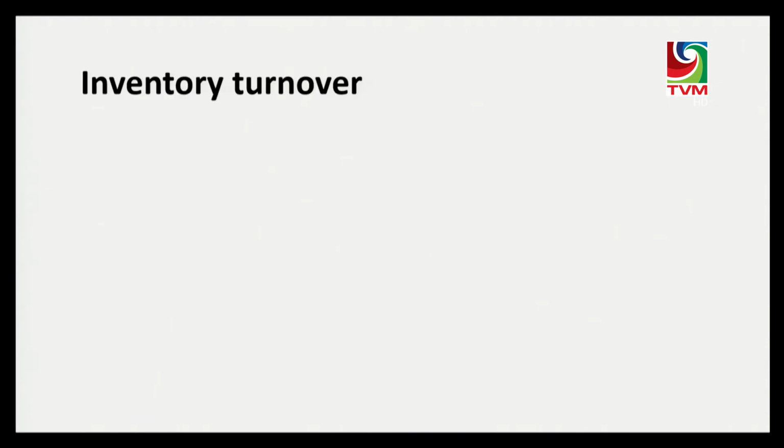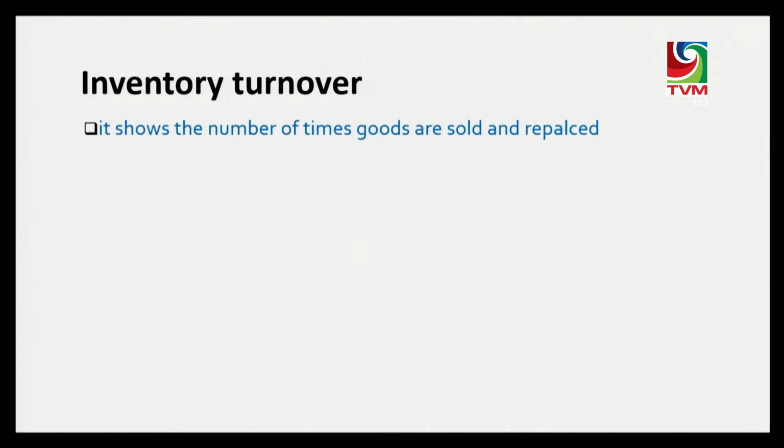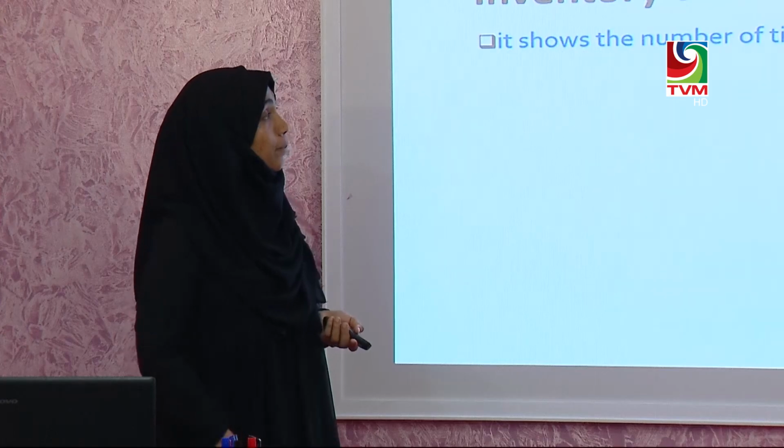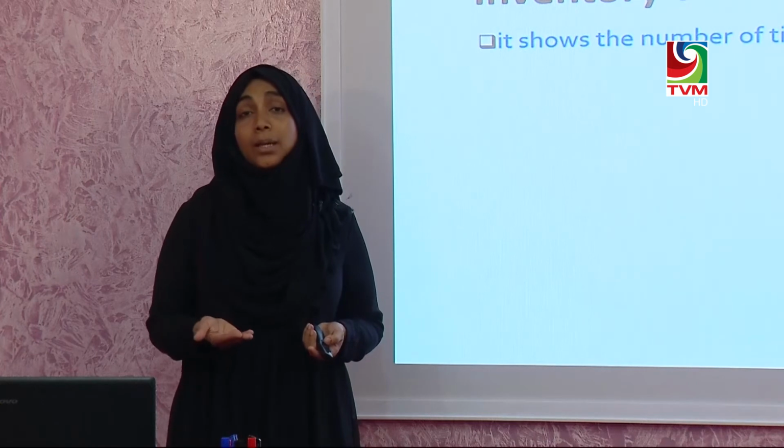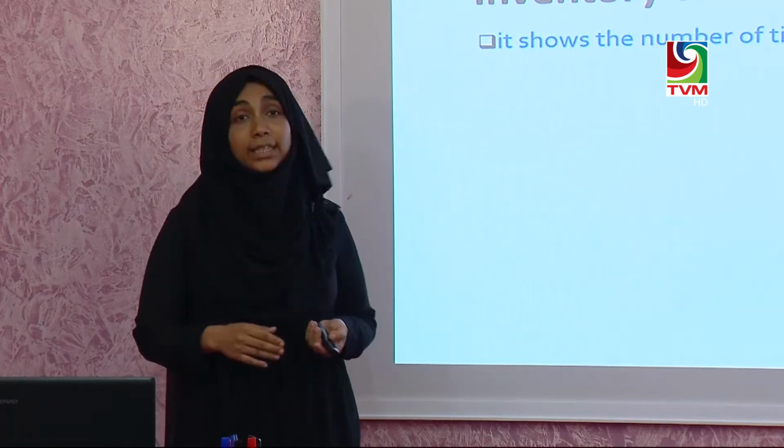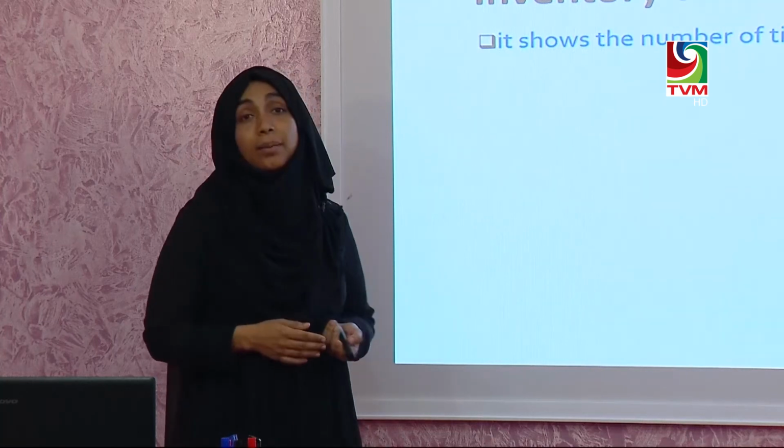Okay, next one is inventory turnover. It shows the number of times goods are sold and replaced, but the rate of inventory turnover differs with the type of business. For example, if they are selling luxury items like jewelry and private jet planes, then the rate of inventory turnover will be less compared to businesses selling fast-moving goods like newspapers and bread.